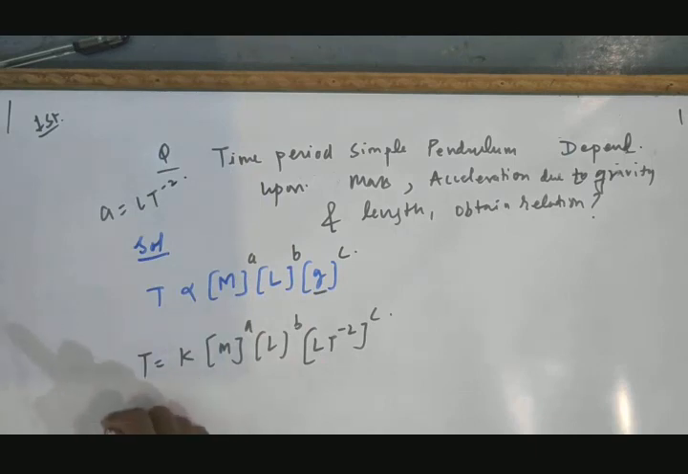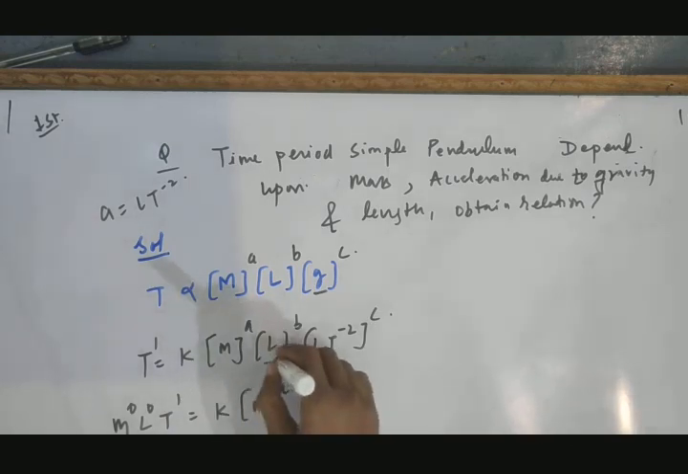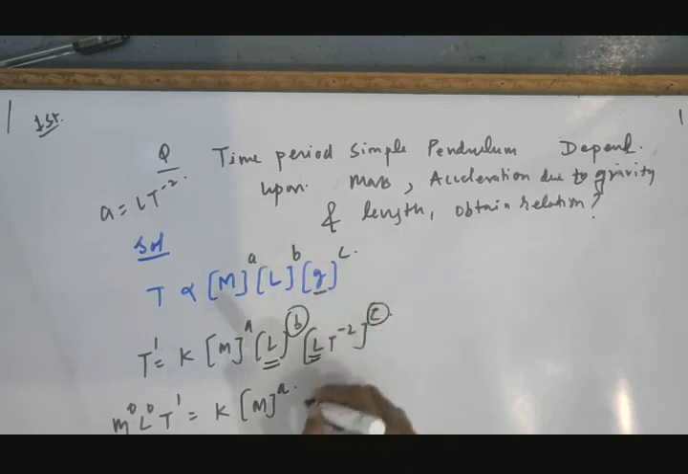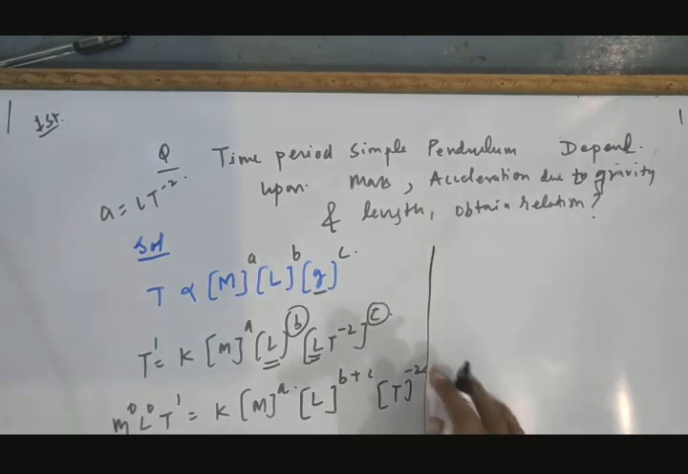So this can also be written as T to the power 1, M to the power 0, L to the power 0, T to the power 1 equals k, M to the power a. Now we apply indices: L to the power b, L to the power c. So this can be written as L to the power b plus c, and T to the power minus 2c.